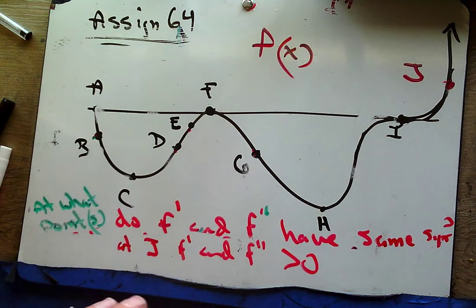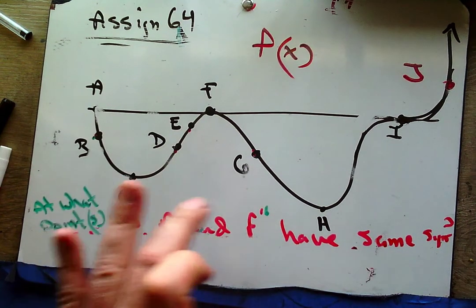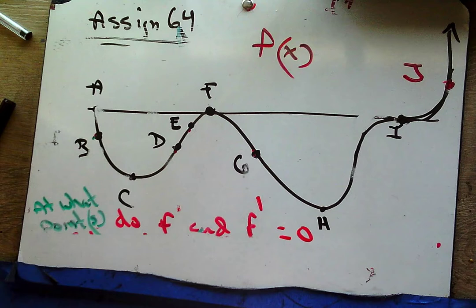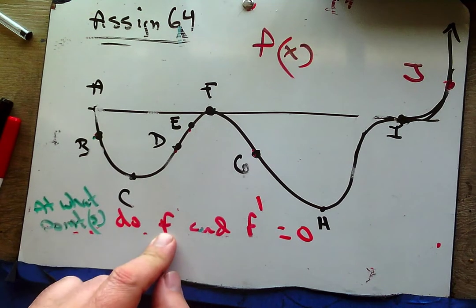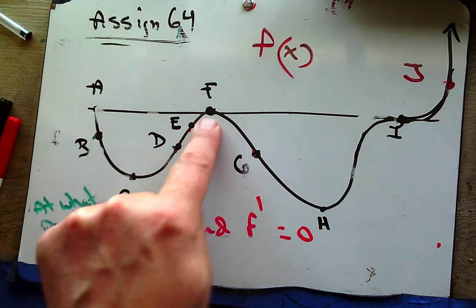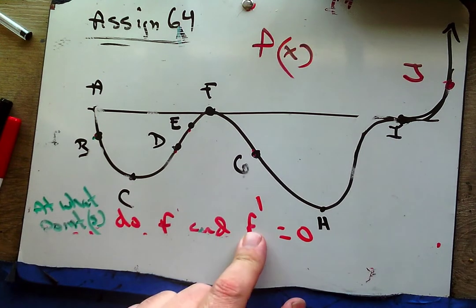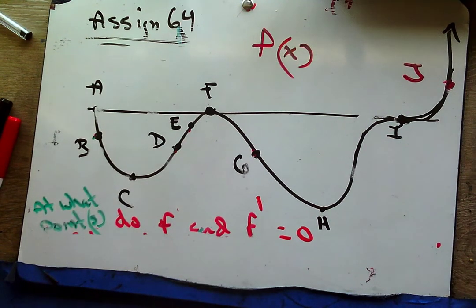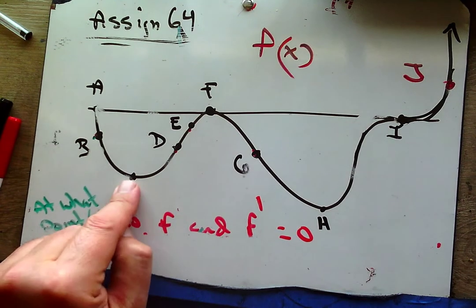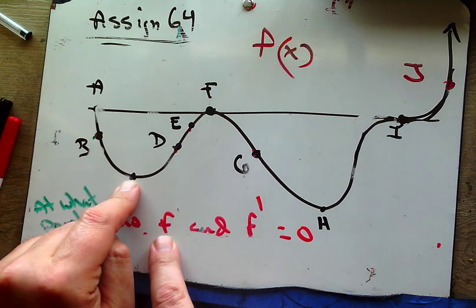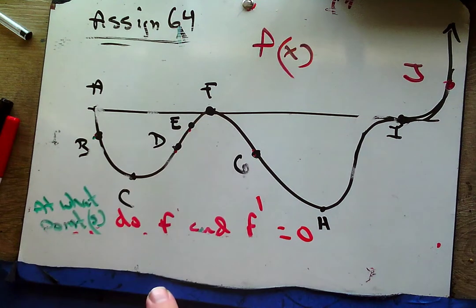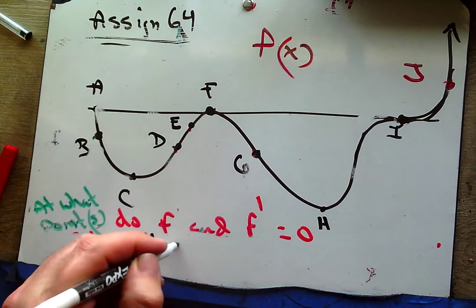Okay, next question. How about places where f and f prime equal 0? Can you find any places where f and f prime equal 0? So f equals 0 is an x-intercept on this graph. So we're only looking here, here, or here. And f prime equals 0, those are the slopes on f. Do you see any places where the slopes on this graph are equal to 0? Well, yeah, here, I agree. But that's not also f equals 0, so no, that's not good. What about here? My slope is 0, my y value is 0. So I'm going to say at point F.